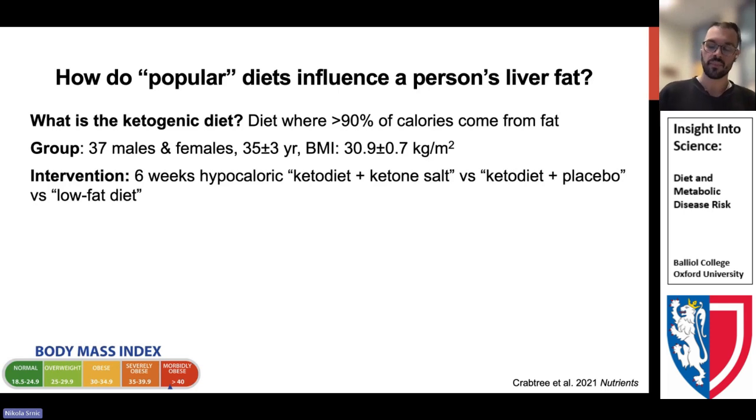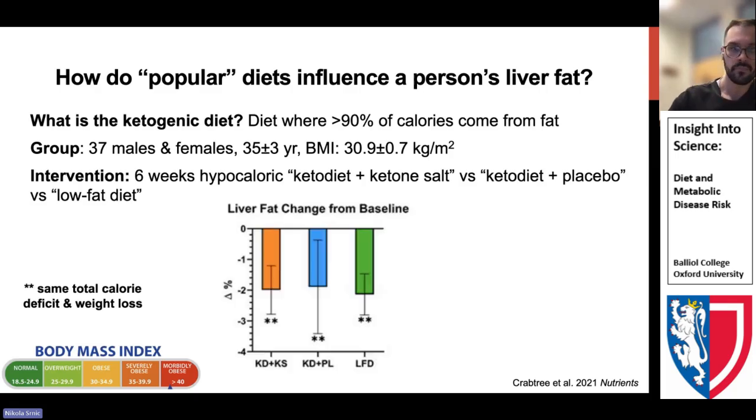And the idea is that if the ketones are doing something special and having this metabolic benefit, there should be a difference between these three groups, with the biggest beneficial change being in the keto diet plus keto salt group, because they have the highest amount of ketones. And there should be the lowest amount of change in the low-fat diet group because they have the lowest level of ketones. And as has been the running theme for this presentation, we're going to look at liver fat as our readout of metabolic health.